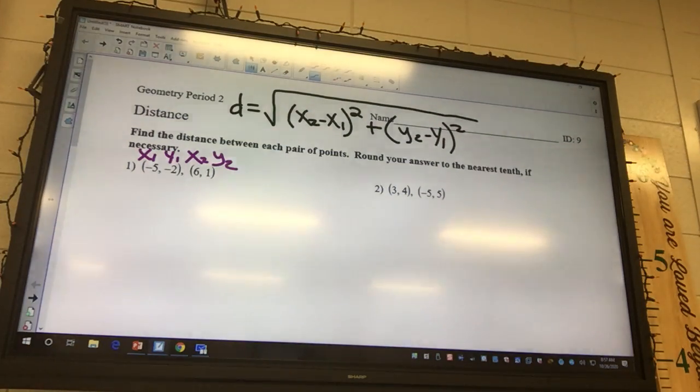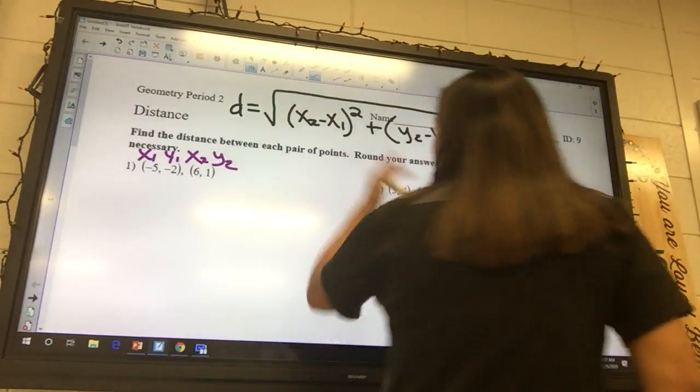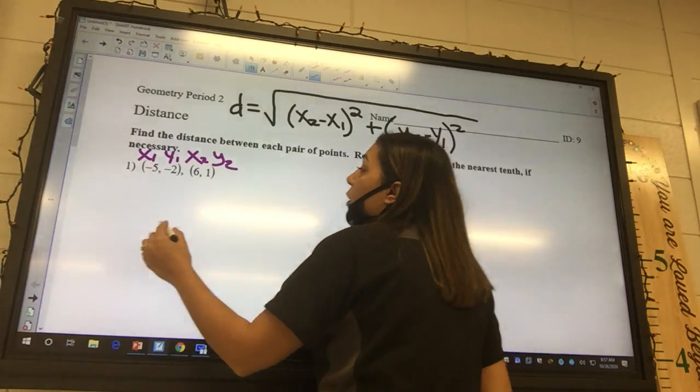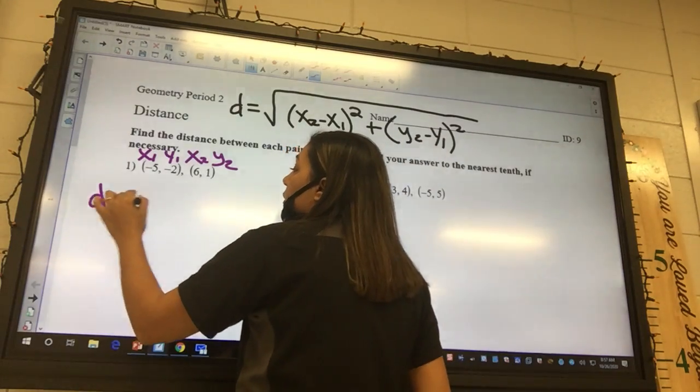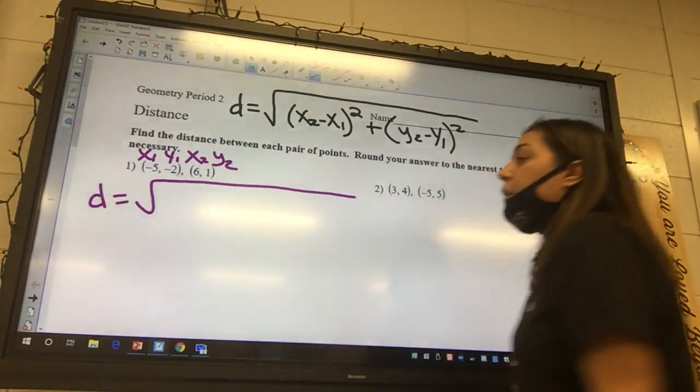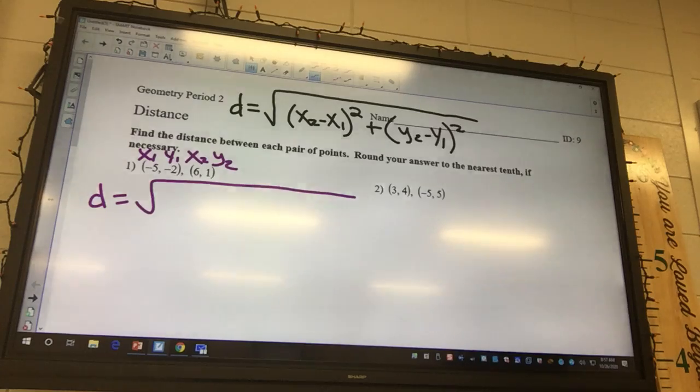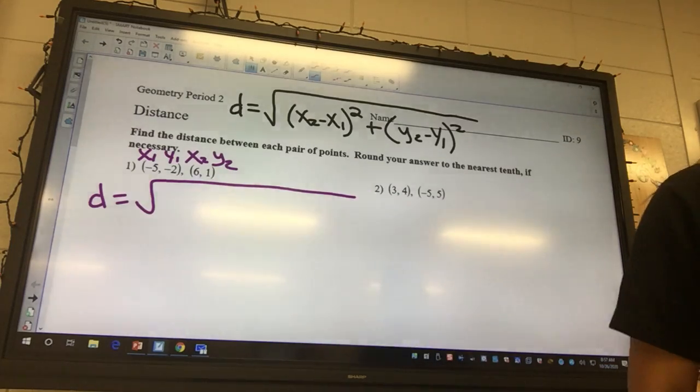Yep. Okay, so what we need to do, we got our distance formula, so we can say D equals, draw your big square root. Look, I'm about to blow your guys' mind, because I know right now you're like, what the heck is going on? Give me a chance.